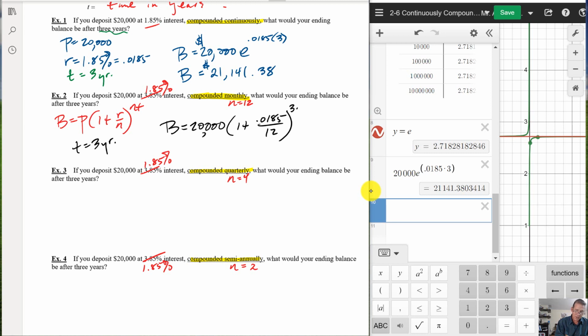So it's 3 times 12, or you can put 36 there. That would be really nice. Okay, and let's figure that out. Now, it's not going to be as good as compounding continuously. It should be less than the previous answer.